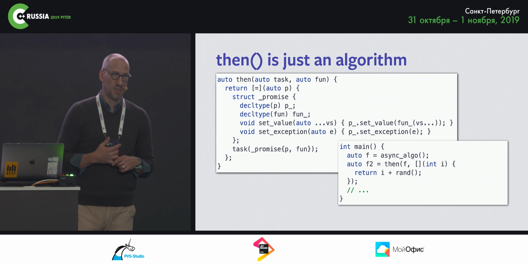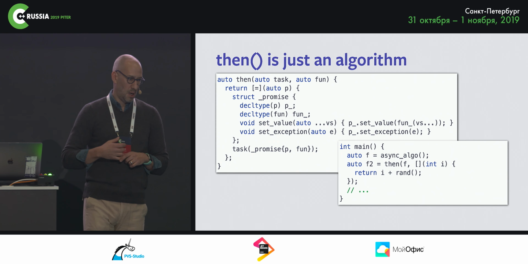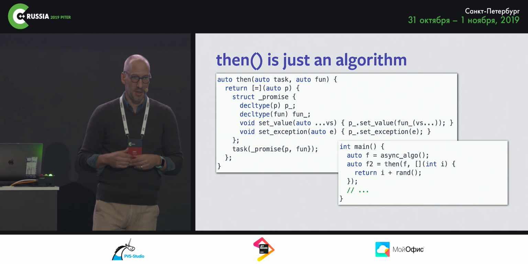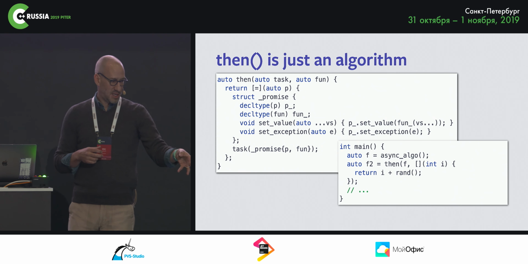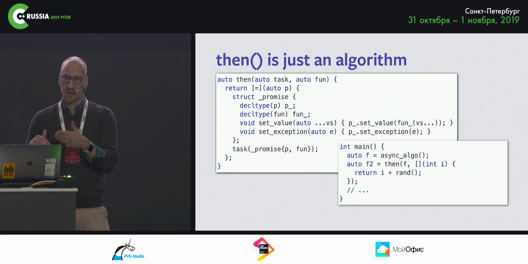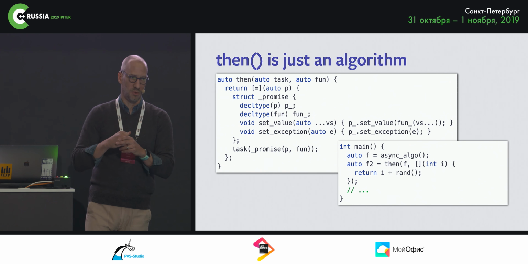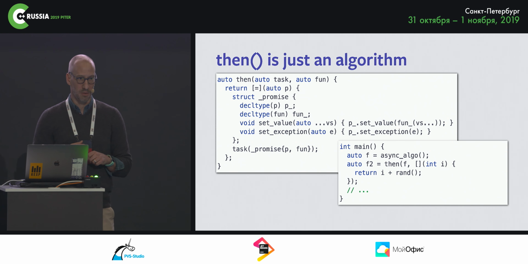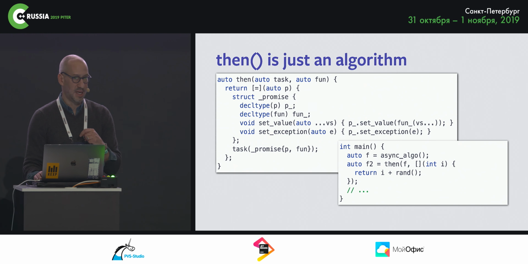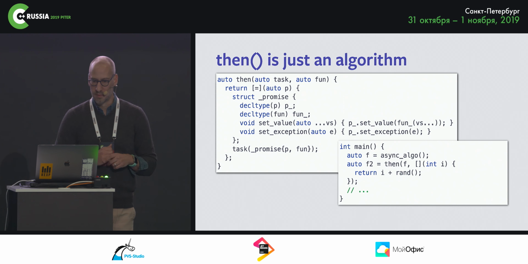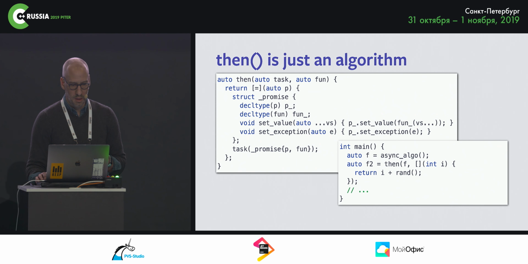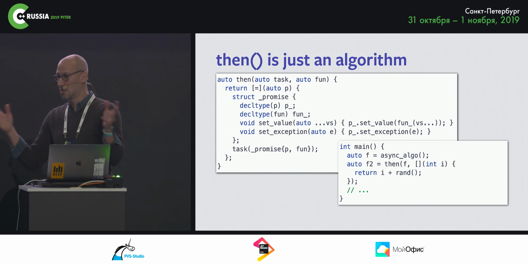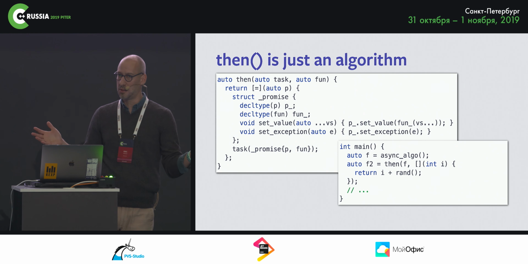Well, this promise is going to capture the state. It's going to capture the passed-in function, and it will also capture the inner promise. And then in this set value function, you're going to call set value on the inner promise after having passed values through the continuation, just like we did with the async algorithm on the previous slide. And set exception, you just pass the exception value through. That's it. We've just implemented future.then non-intrusively as a generic algorithm on lazy futures.